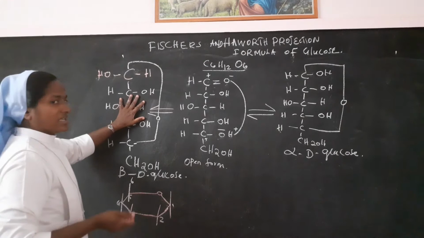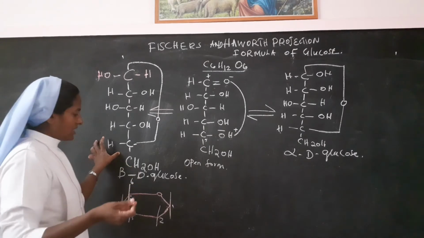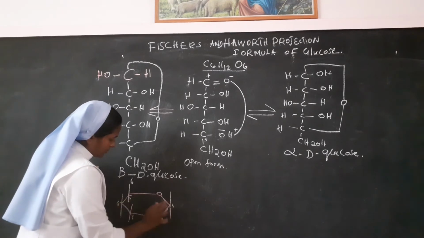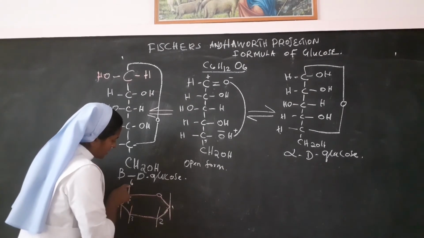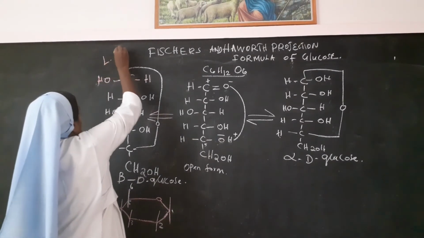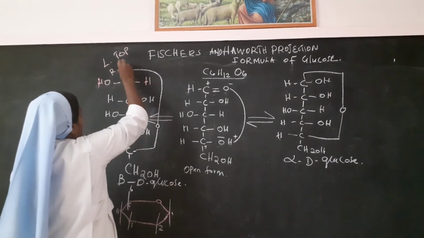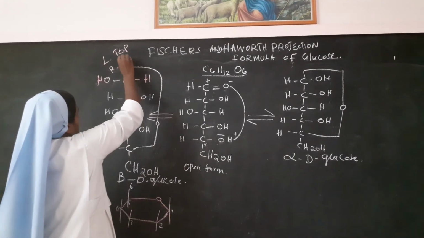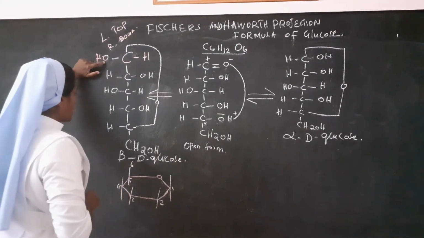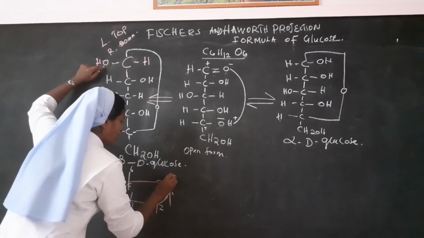Okay, one thing to understand here is that what is on the left side should be written on top. Top means above the plane: we write the left side groups above the plane. So left is top, and what is on the right side should be written on the bottom, or down. Right is down. Now, what is on the left side here? The first carbon OH is on the left side, so we write it on top, here OH.